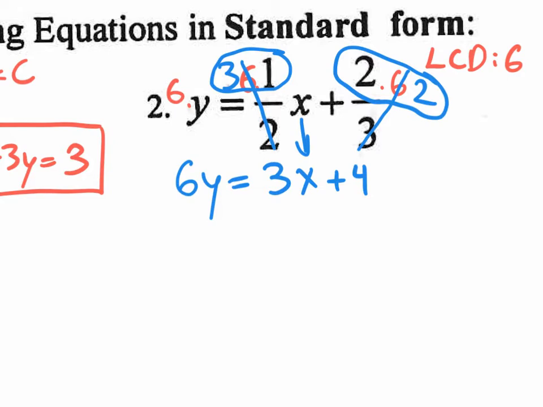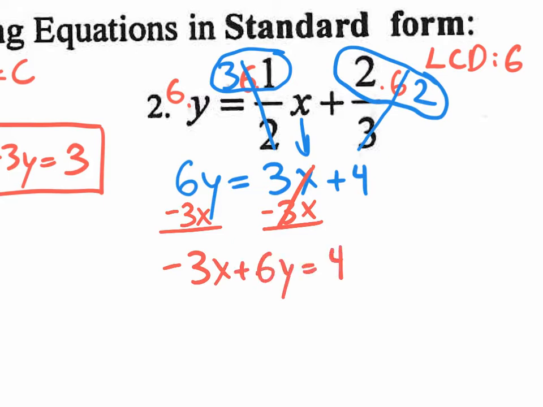it in standard form, which means you want your x's and your y's on the left side. So I need to get this 3x and move it over to this side. So I need to get rid of that 3x by subtracting 3x. 3x, take away 3x is 0. What you do to one side, you do to the other side. And all you have to do is rewrite it. So your standard form equation, -3x plus 6y equals 4. That's a great answer.